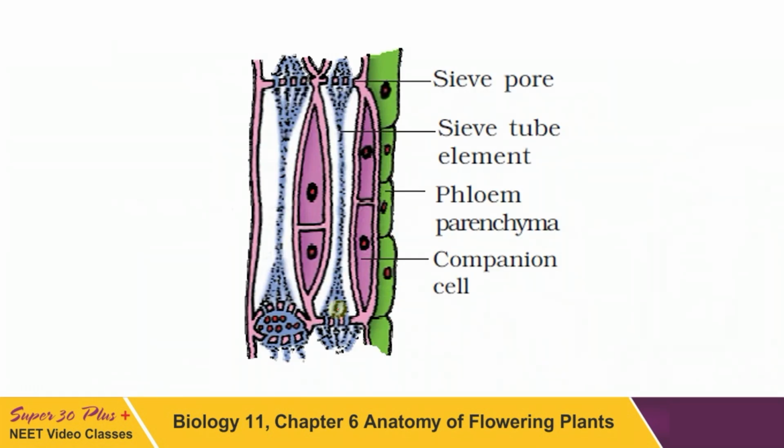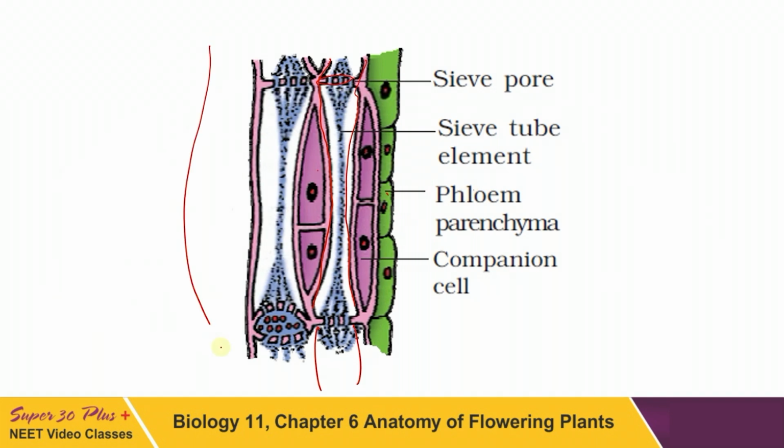The same thing we have here. You see here that this one is the sieve pore. This is the sieve pore we have here, and these are the companion cells, and this structure is the sieve tube. This is one tube, this is another tube, and these are the companion cells, and this one is the phloem parenchyma.